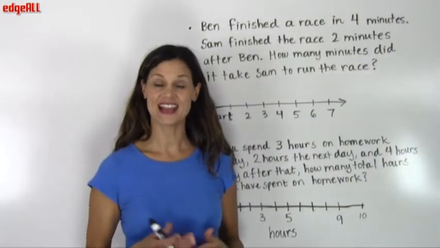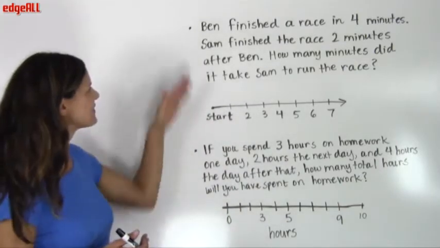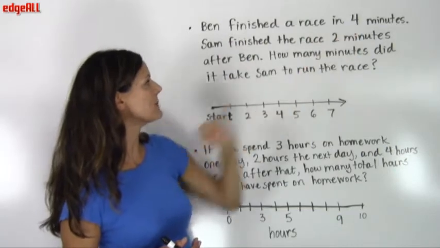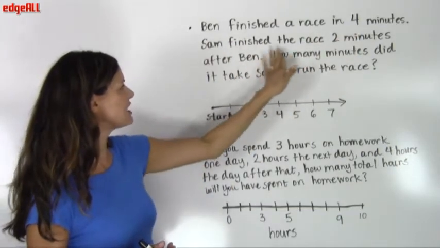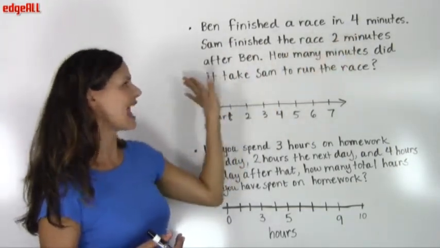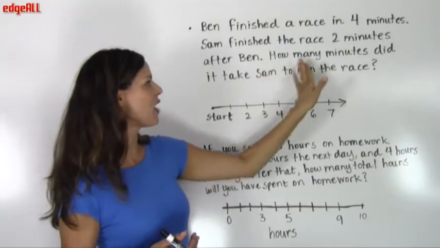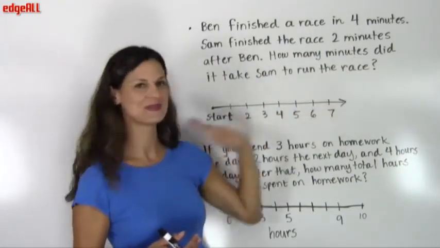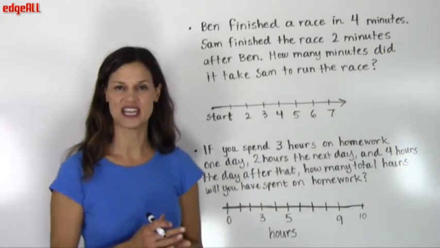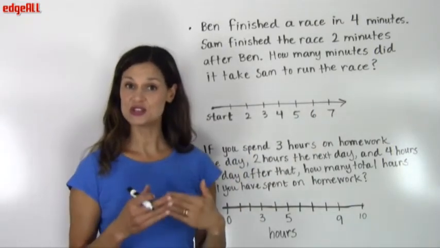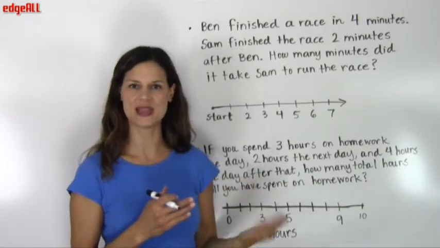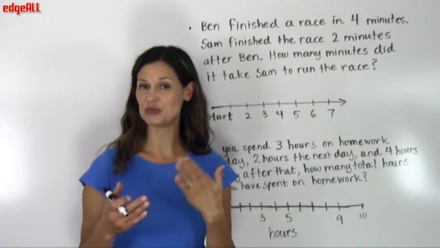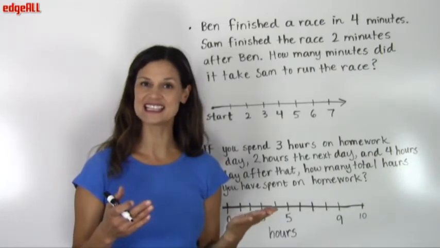Let's take a look at a couple more examples. This first one says, Ben finished a race in 4 minutes. Sam finished the race 2 minutes after Ben. How many minutes did it take Sam to run the race? So in this question, we are adding 2 minutes to 4 minutes. We can do this by simply adding 2 plus 4 equals 6.